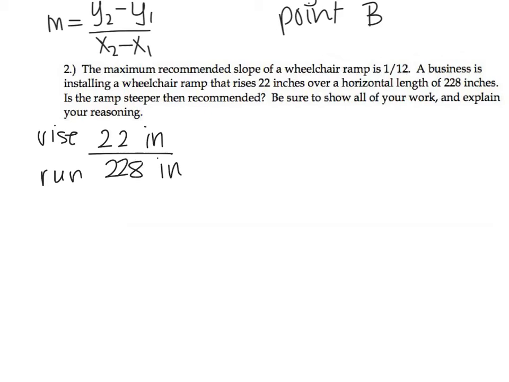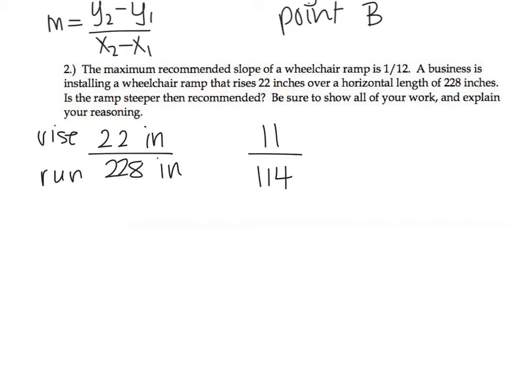So in order to determine if the ramp is steeper than recommended, we have to simplify this fraction. As long as this fraction simplifies to 1 over 12, it's fine. And it's a little harder sometimes when the numbers are bigger to determine if it's going to simplify. So let's start by doing a simple simplification. 22 and 228 are both even, which means I can divide both of those numbers by 2. So 22 divided by 2 is going to give us 11. And 228 divided by 2 is going to give us 114. So our first simplification gives us 11 over 114.